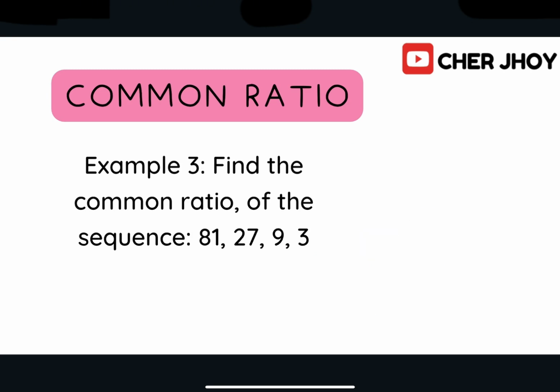Example number 3. Find the common ratio of the sequence 81, 27, 9, and 3. So we divide the second term by the first term to get the common ratio. 27 divided by 81. The numerator and denominator are both divisible by 27. So 27 divided by 27 is equal to 1. 81 divided by 27 is equal to 3. So 1/3 is our final answer.